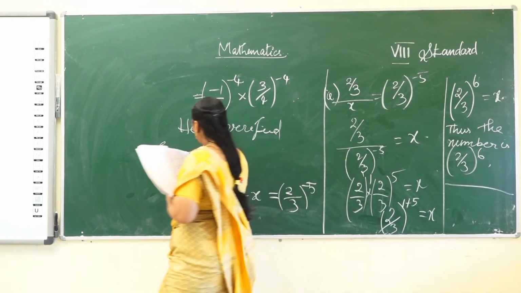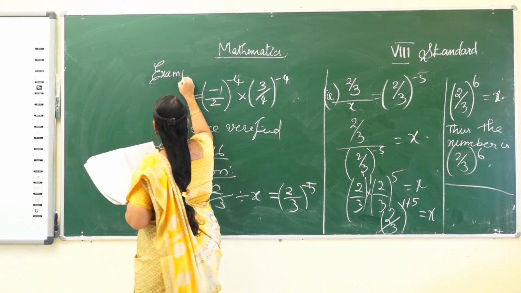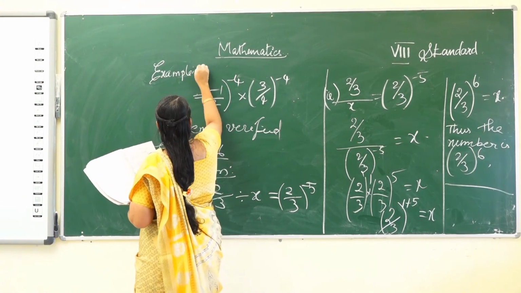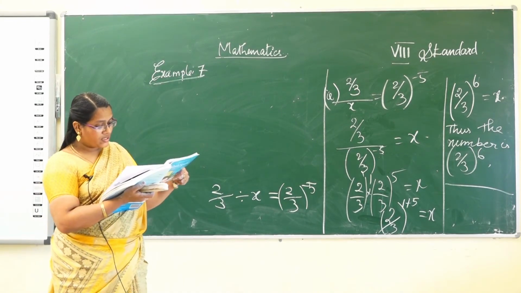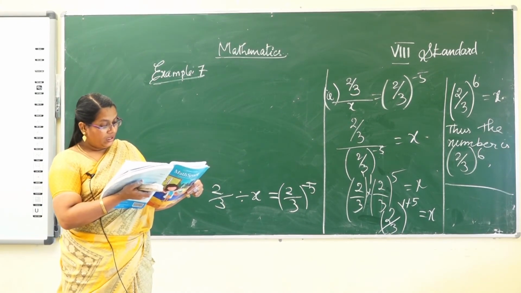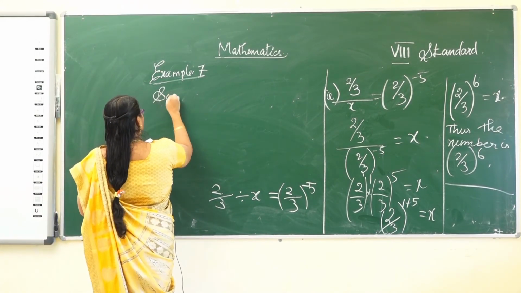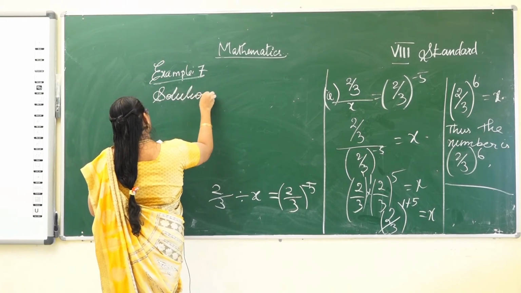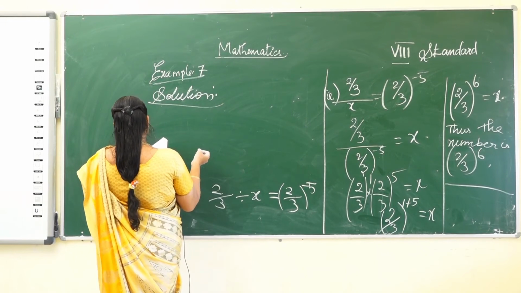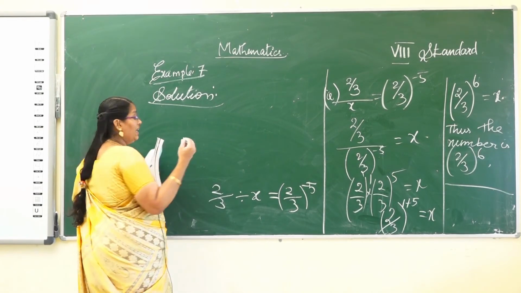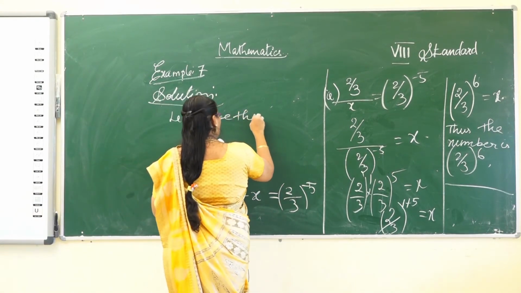And Example 7. What should 3 power minus 6 be multiplied by to get 3 power 4? What should be multiplied? So let x be the multiplying number.